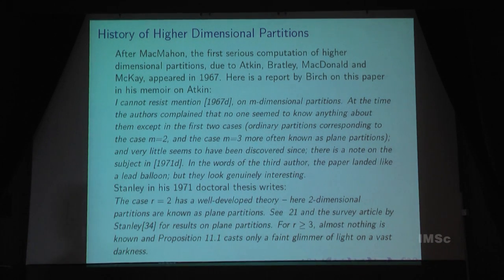Okay, so I'll just read what they have said. This is Birch mentioning the reaction to the 1967 paper, where they showed that the conjecture of McMahon was wrong. We also believe that McMahon himself may have known it, but he never wrote it anywhere. So I cannot resist mentioning the 1967 paper on m-dimensional partitions. At that time, the authors complained that no one seemed to know anything about them, except in the first 2 cases. Ordinary partitions correspond to m equal to 2 in their notation, and the case m equal to 3 is more often known as plane partitions. And very little seems to have been discovered since.